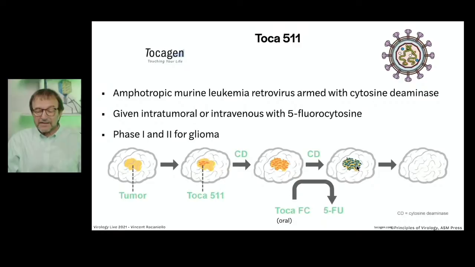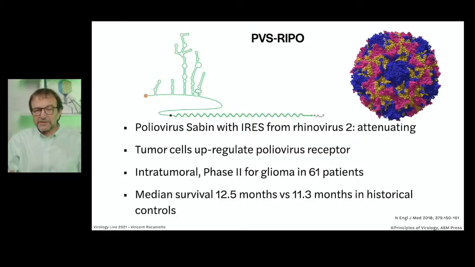And even picornaviruses have been repurposed to kill tumors. Here's an example of taking the vaccine strain of poliovirus, the Sabin strain. They take the internal ribosome entry site, the 5' non-coding region from a rhinovirus, and this virus turns out to preferentially infect glioma cells, not neurons. And the tumor cells apparently upregulate the poliovirus receptor that helps the virus get into them.